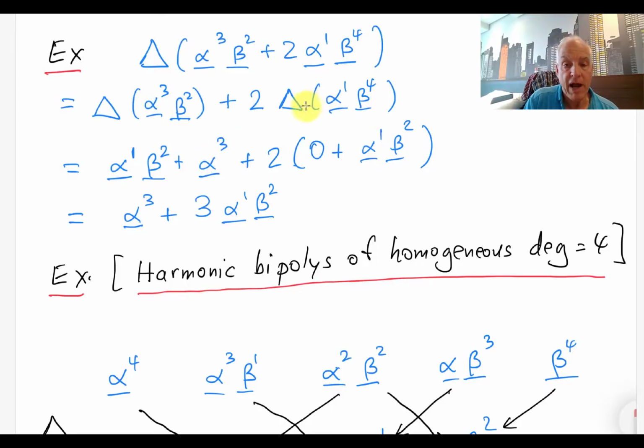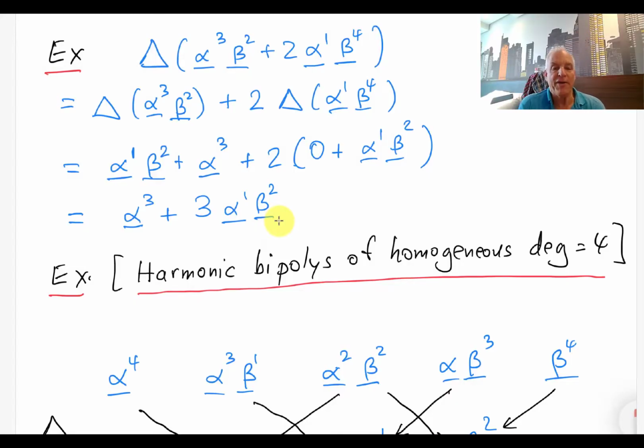When we apply the Laplacian to alpha to the 1 beta to the 4th, when we drop the 1 here by 2, we get alpha to the minus 1 underscore, and that's 0. So that first term is 0. And then when we drop the 4 by 2, we get alpha to the 1 underscore beta squared underscore. So all together here, we have an alpha to the 3 underscore plus 3 times alpha to the 1 underscore beta to the 2 underscore.